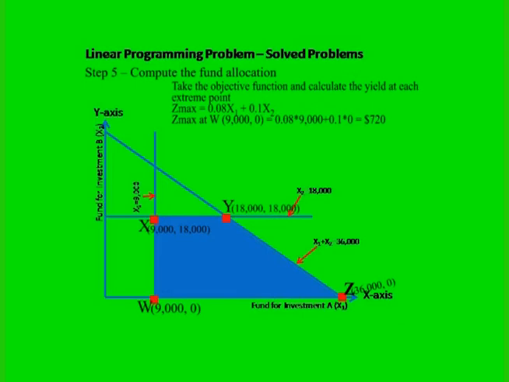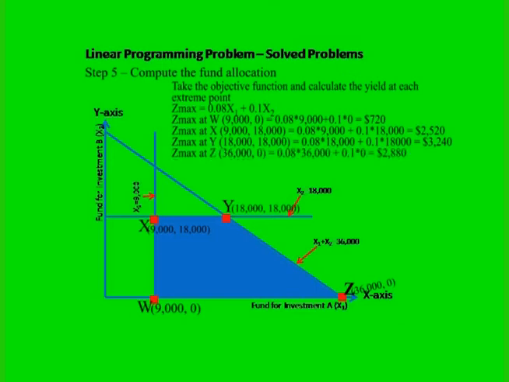Zmax at point W is equal to 0.08 times 9,000 plus 0.1 times 0, which is equal to $720. Zmax at point X is equal to 0.08 times 9,000 plus 0.1 times 18,000, which is equal to $2,520. Zmax at Y is equal to 0.08 times 18,000 plus 0.1 times 18,000, which is equal to $3,240. Zmax at Z is equal to 0.08 times 36,000 plus 0.1 times 0, which is equal to $2,880.